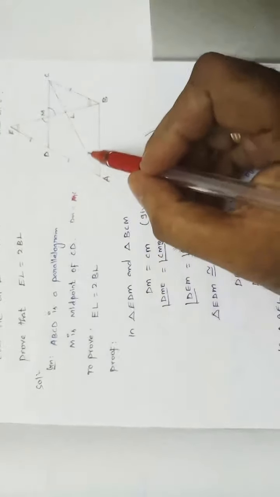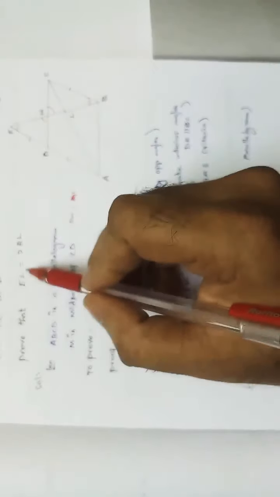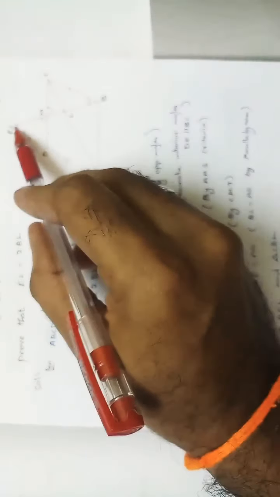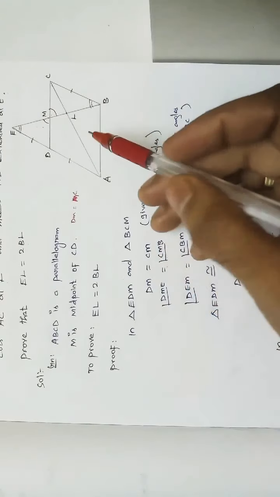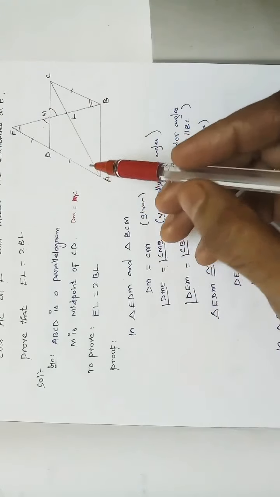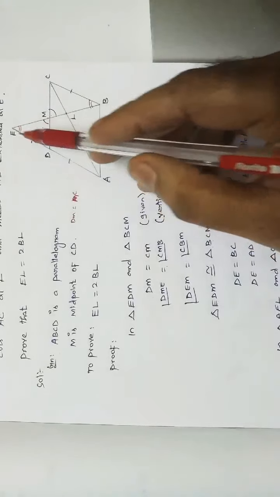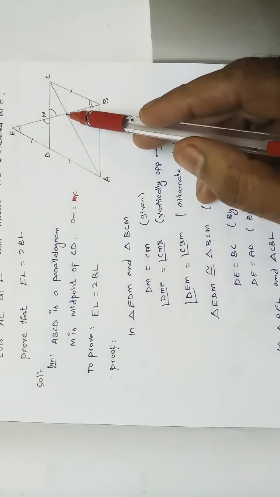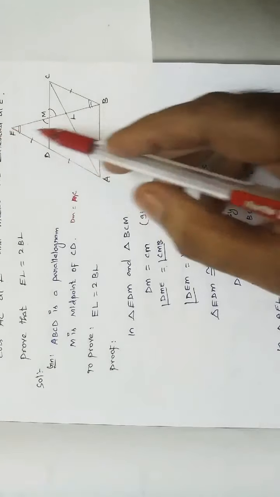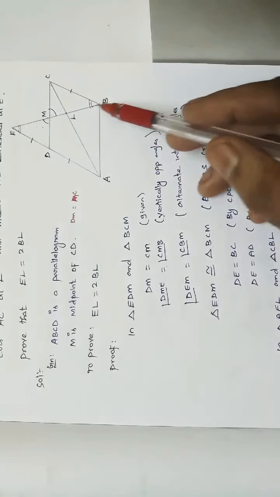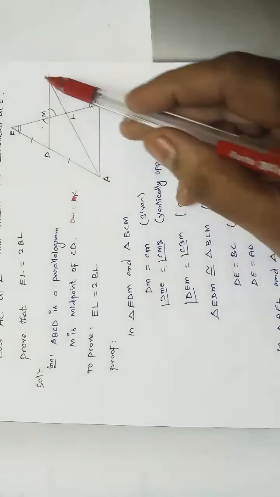So which two triangles am I going to choose? See, what I want to prove is EL and BL. So side EL and side BL. So line B coming now, that triangle alone we have to take. So I am just choosing the EAL triangle and the CBL triangle. EAL and CBL.